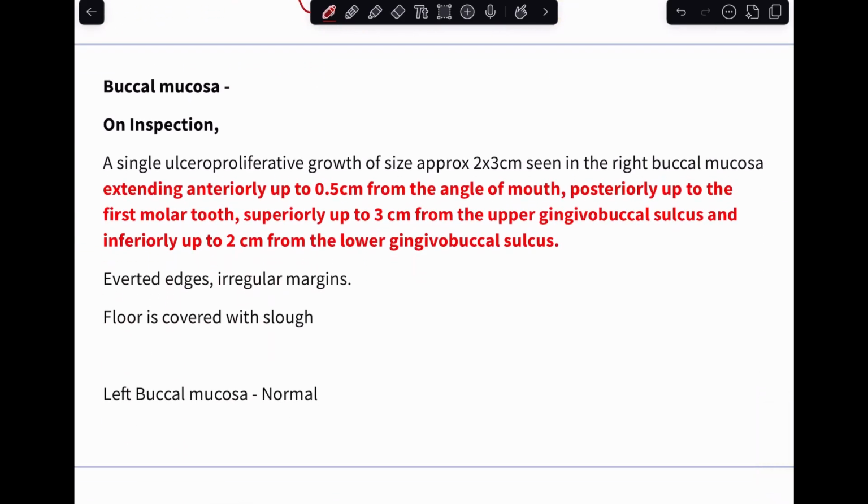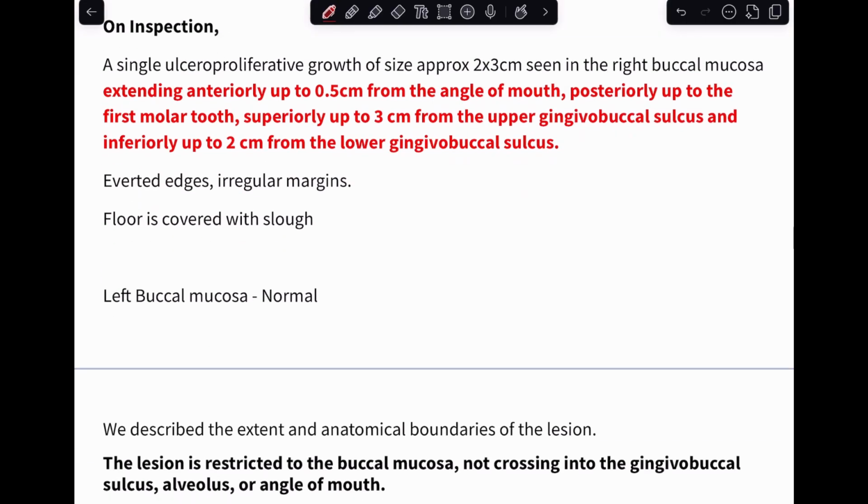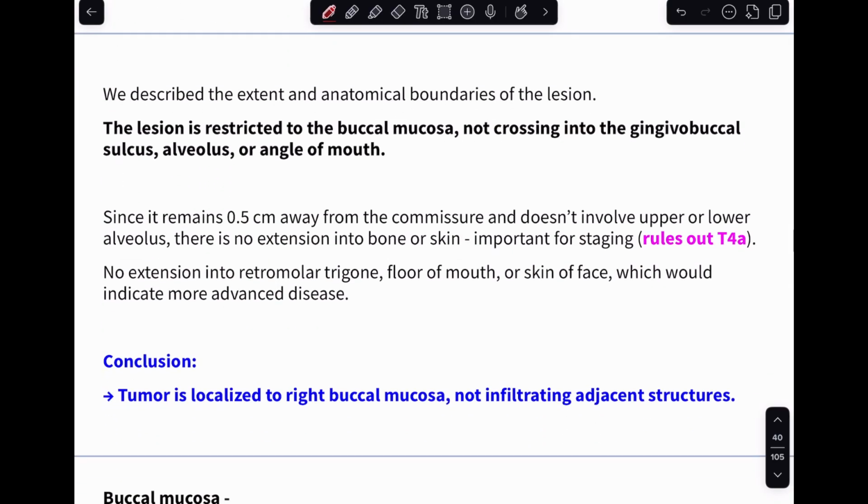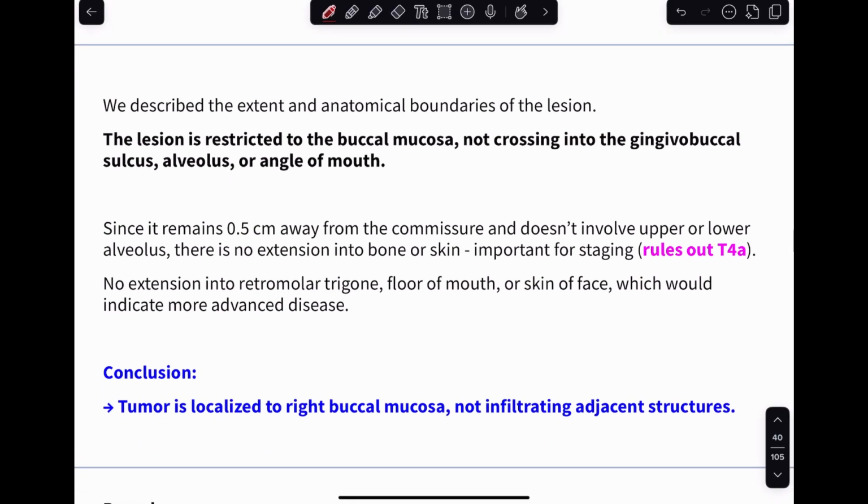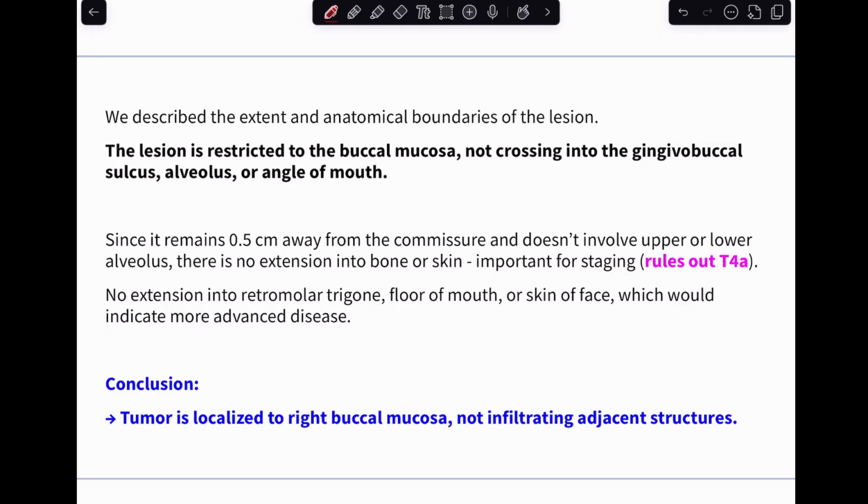So any time when we describe an ulcer, we have to describe the extent of the ulcer as well. The anterior extent, the posterior extent, the superior extent, and the inferior extent. So according to this, what we have found out is that the lesion is restricted to just the buccal mucosa. It has not crossed either of the gingivobuccal sulcus on the upper and the lower aspect. It has not included the alveolus or the angle of the mouth.